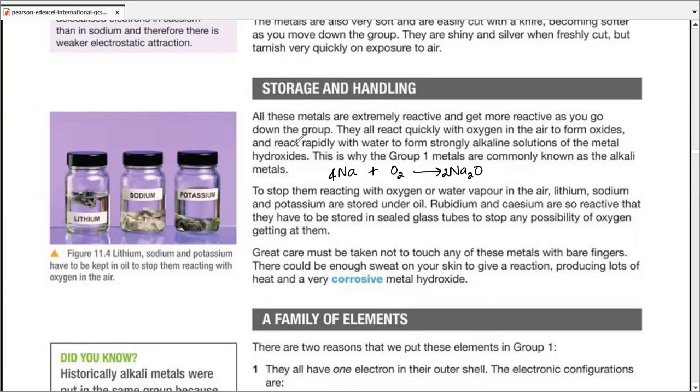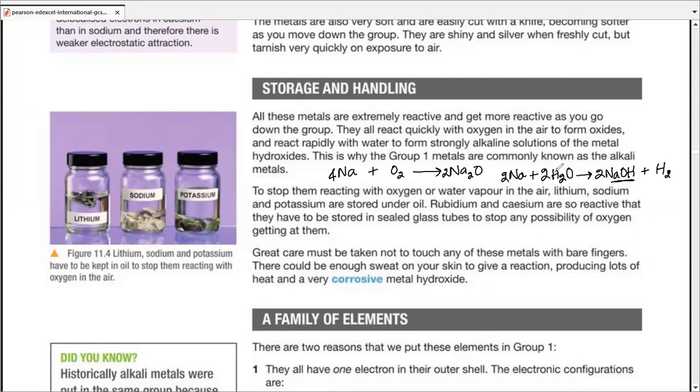There is another problem. They react rapidly with water. In that case, they form strongly alkaline solutions of metal hydroxide. So what happens, sodium reacts strongly with water. It forms sodium hydroxide, and it gives us hydrogen gas as well. So this is why group 1 metals are commonly known as the alkali metals, because they give alkaline solutions of sodium hydroxide.